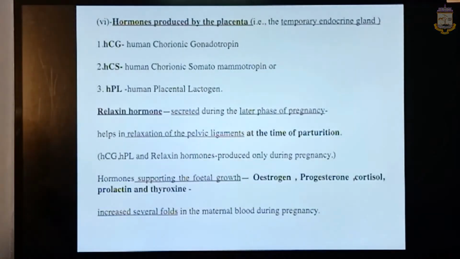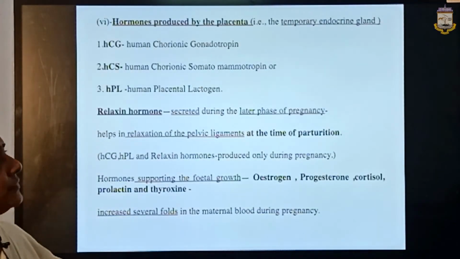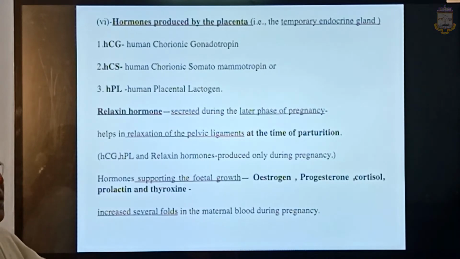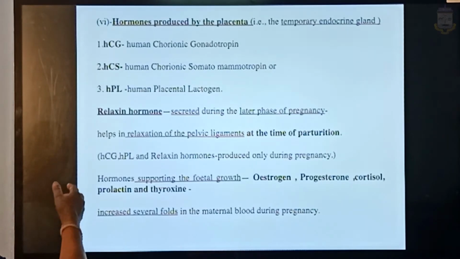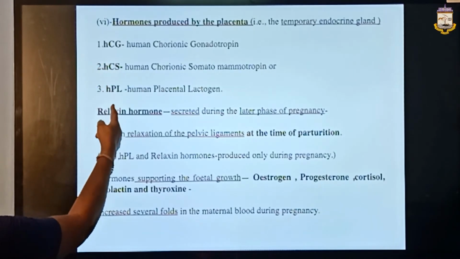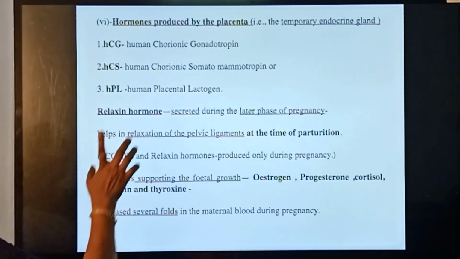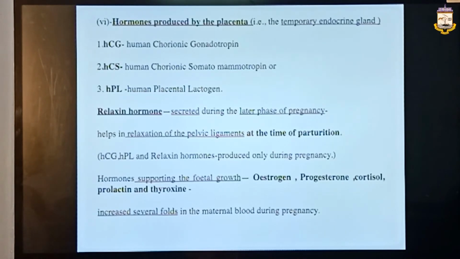Next one. What are the hormones associated with the placenta? The placenta produces some temporary hormones, acting as an endocrine gland, that is HCG, HCS and HPL. That means human chorionic gonadotropin, human chorionic somatotropin, human placental lactogen. These three are the hormones produced by the placenta.